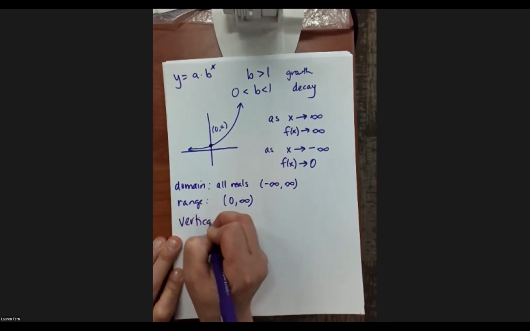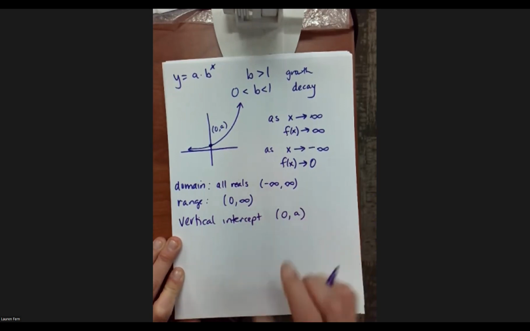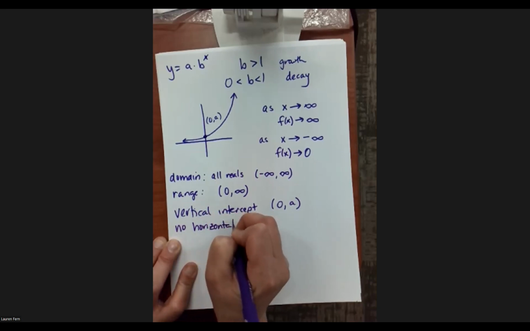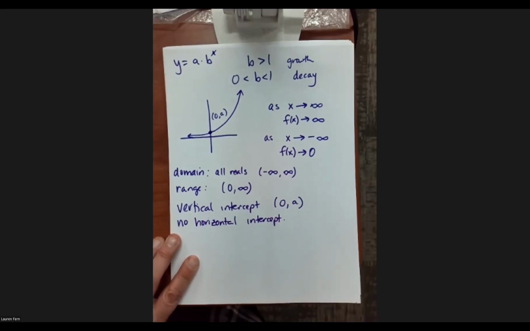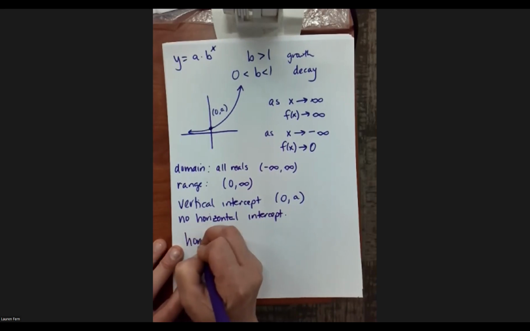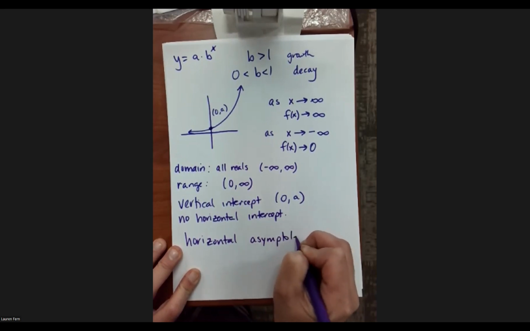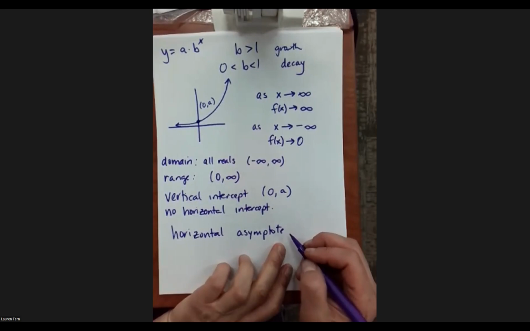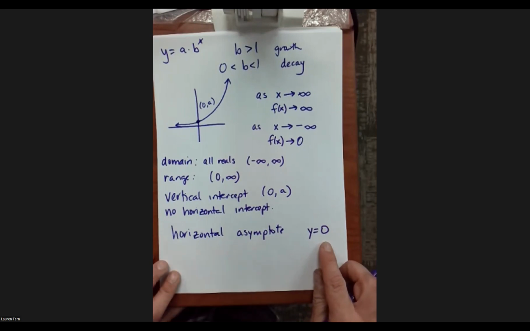Okay, we have a vertical intercept or y-intercept. That's at A, that's our initial value. And notice this never touches or crosses our x-axis, so we say there is no horizontal intercept. What we do have is what we call a horizontal asymptote. And asymptotes are going to be a big deal in chapter 3 when we graph our rational functions. In this particular instance, our horizontal asymptote is the line y equals 0.